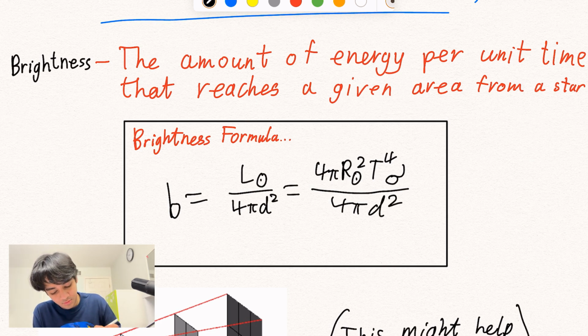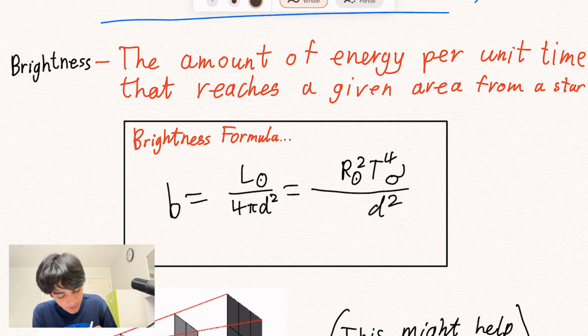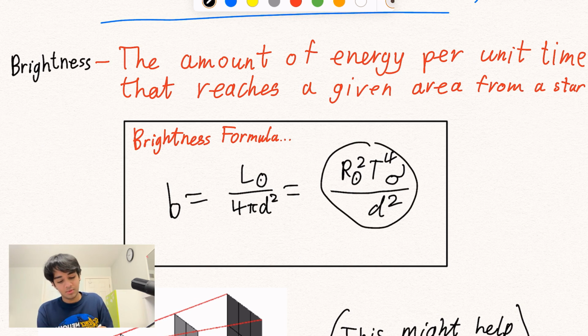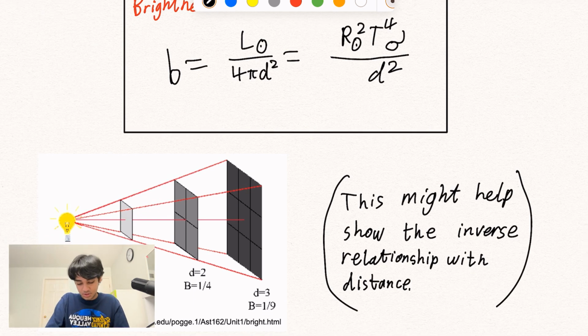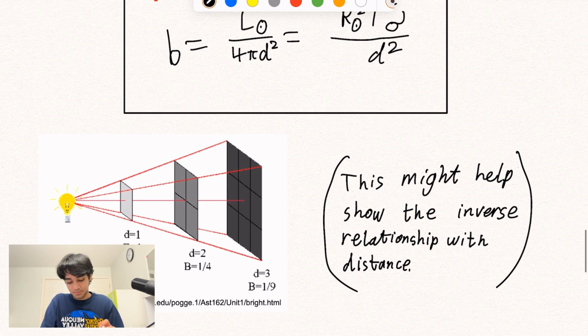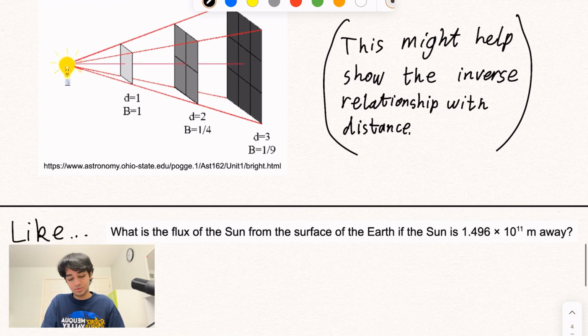If you don't right away have the luminosity of the star, you can just plug in the radius and the temperature. The handy thing about this formula is that the 4 pi and the 4 pi at the bottom cancel out, leaving you just with a cleaner version of the formula. Radius squared, temperature to the power 4, Stefan-Boltzmann constant, divided by distance from the star squared. This diagram might help show the inverse relationship with the distance, where we have divided by d squared. So feel free to look at that if you want. But let's move on to an example problem.